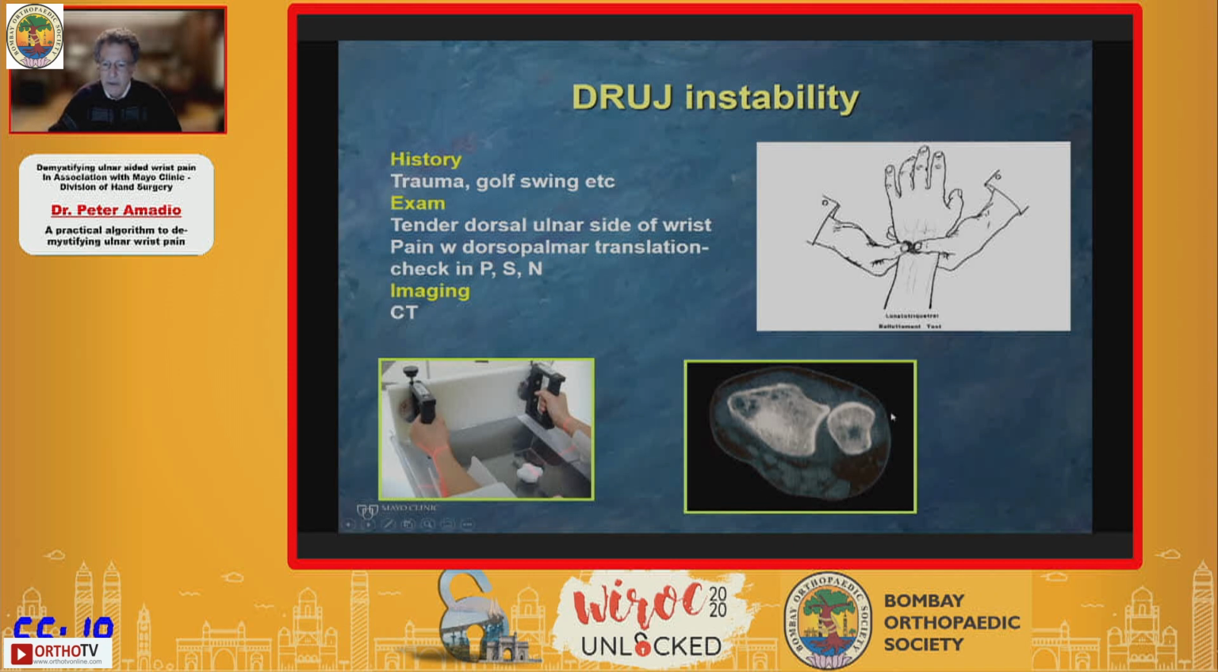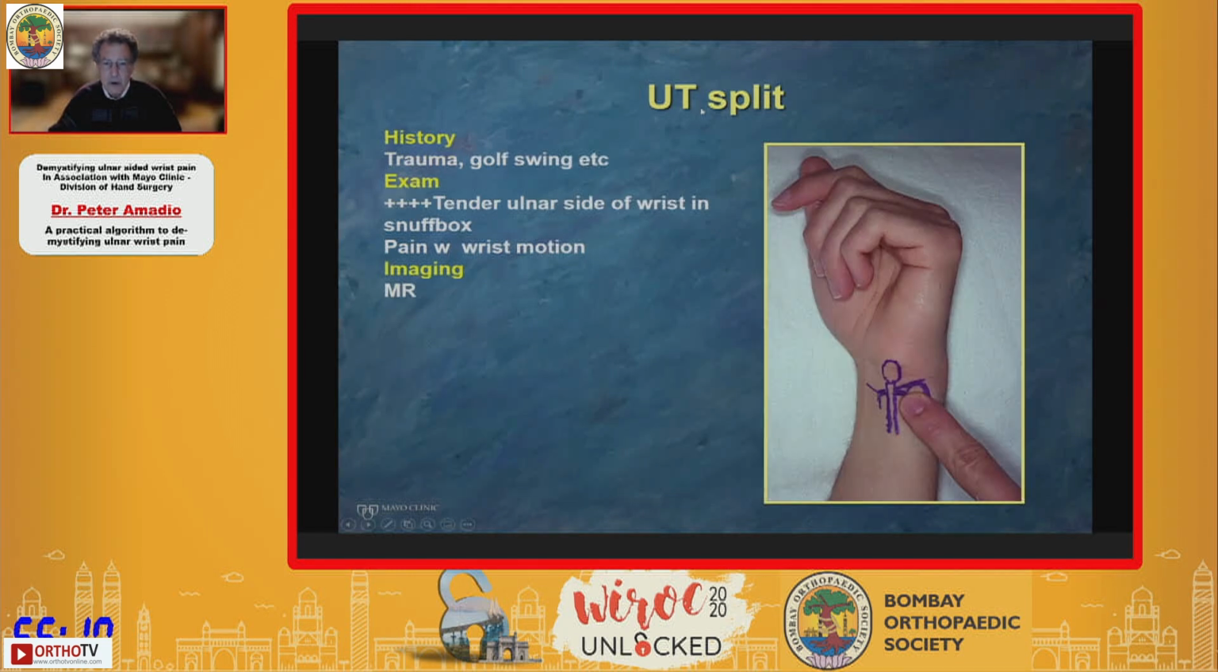And then imaging, as I've already suggested here, CT scan is probably the best way to quantify distal radioulnar joint instability. A ulnotriquetral split tear, which Dick described classically as a very severe tenderness in this ulnar snuff box or fovea. So that's probably the classic physical examination. And again, it's a twisting wrist motion aggravation, usually associated with a specific injury, although sometimes it can be more indolent. And MR imaging and arthroscopic imaging would be the best ways to see that.